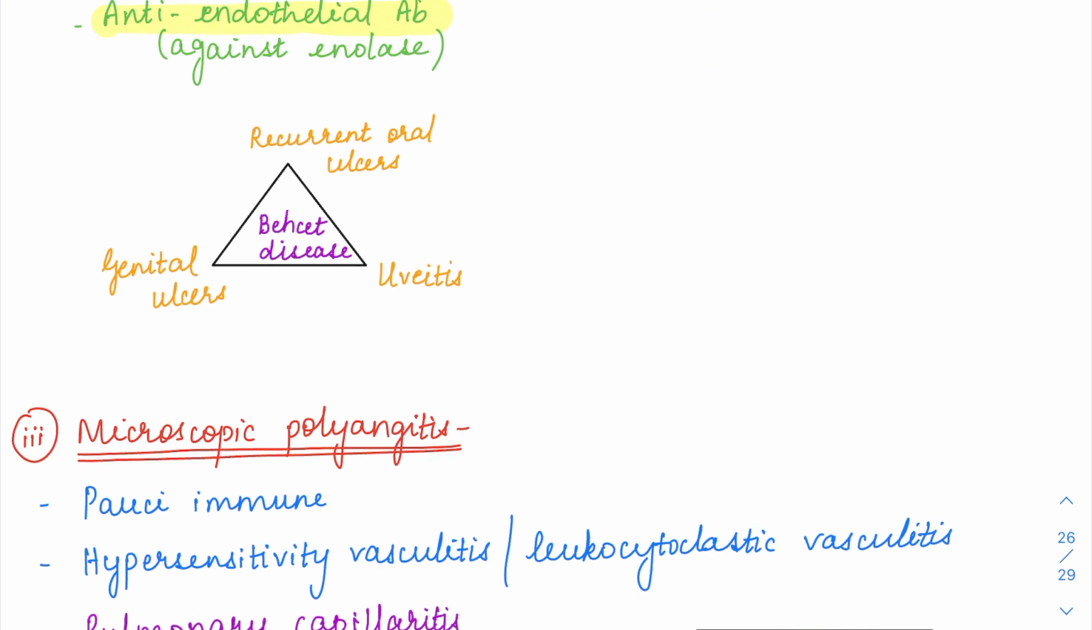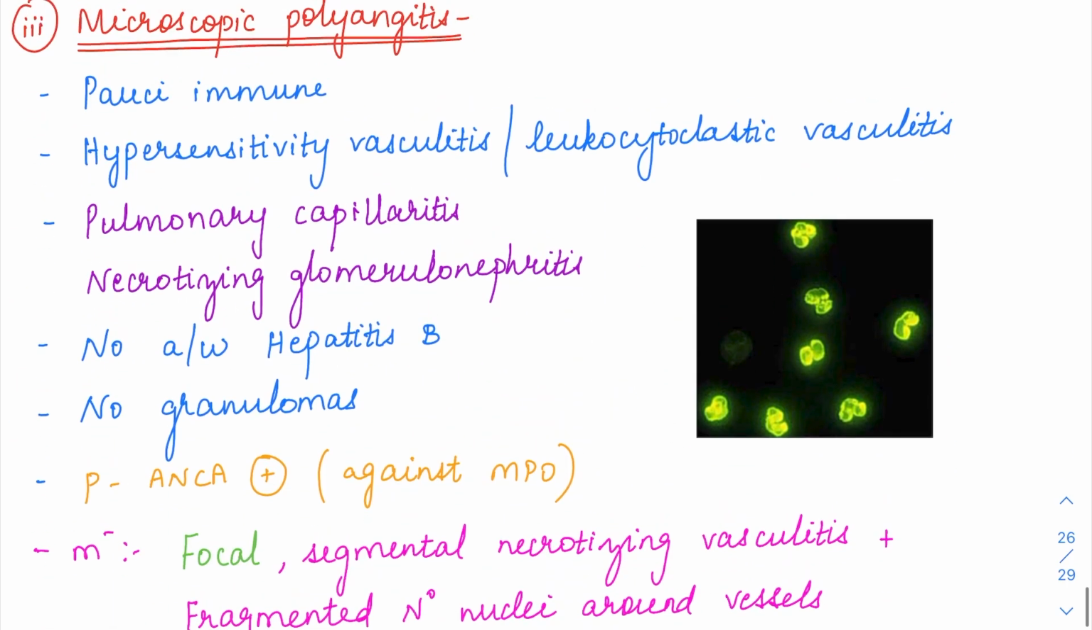And it is a classical triad here, Behçet's disease. The patient can have recurrent genital and oral ulcers. Along with that, they'll also have uveitis. So this is the classical triad for Behçet's disease.